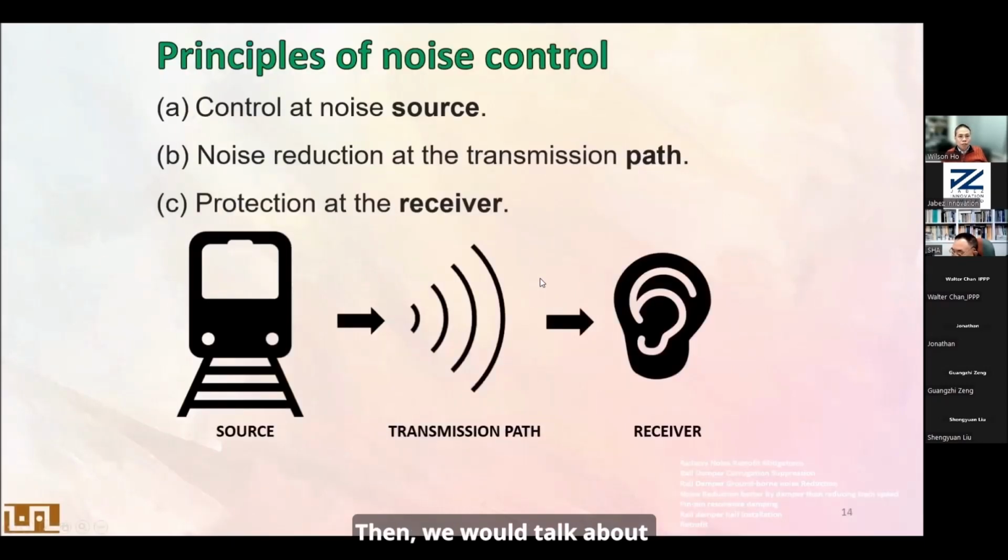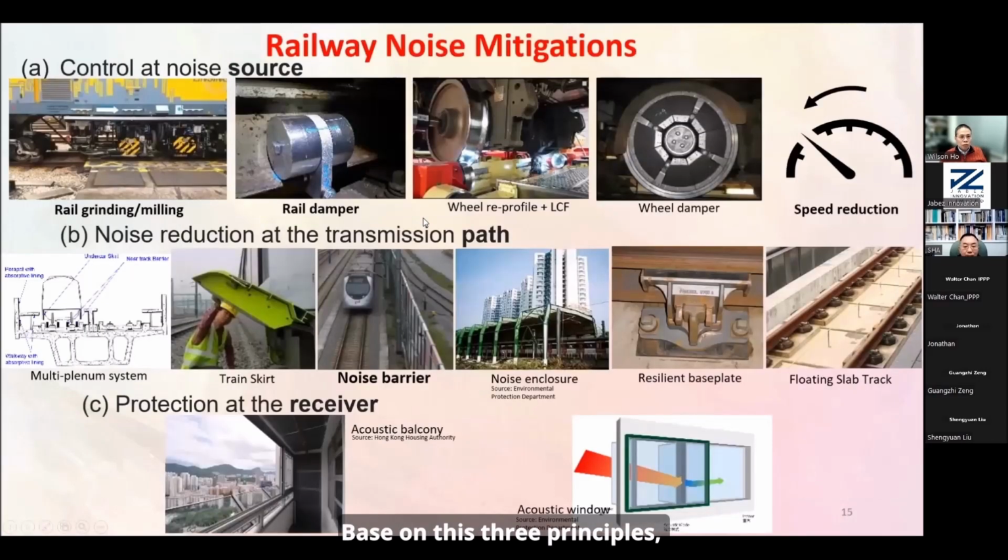Then we talk about the principle of noise control. It is either controlling the noise source, or noise reduction at the transmission path, or sound insulation at the receivers. Based on these 3 principles, a lot of different noise mitigation measures are considered and developed during the project planning stage. All the new railway projects will consider every aspect to reduce the noise.